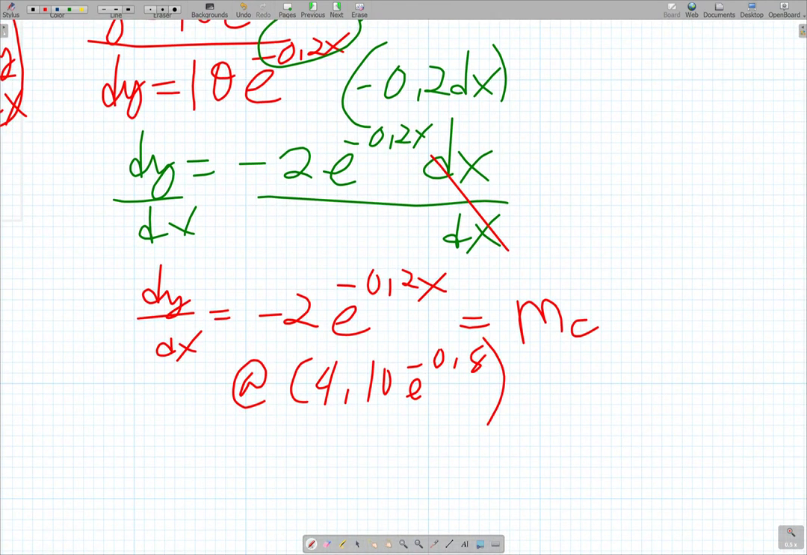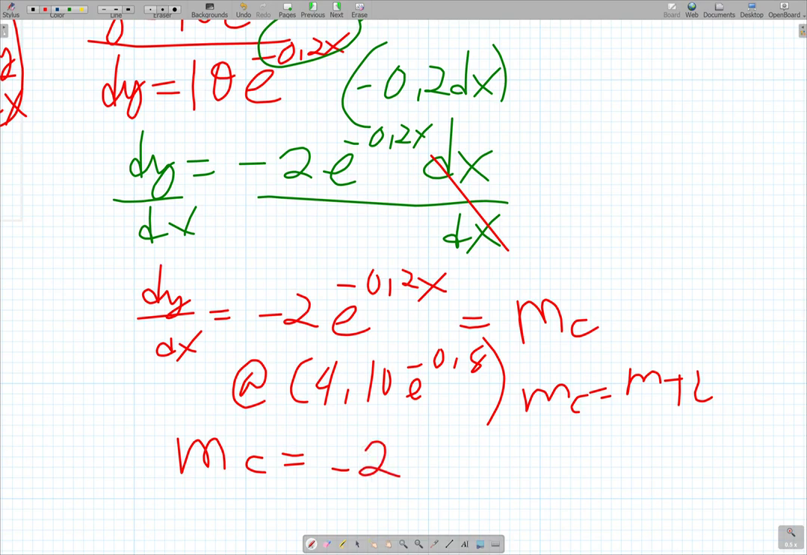0.8. The slope of the curve is just the same as the slope of the tangent line. So what is the slope of the curve at 4 and 10e to the power of negative 0.8? Just substitute it, right? Okay, what is the slope of the curve? Negative 2.